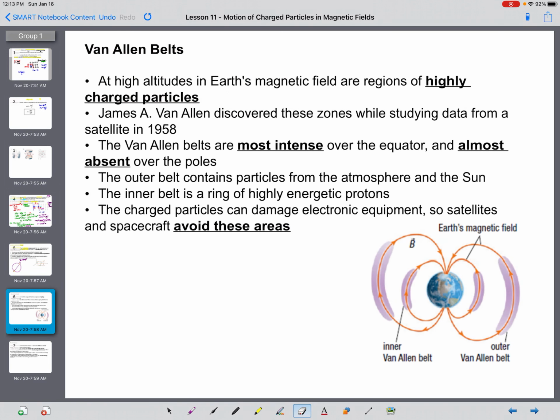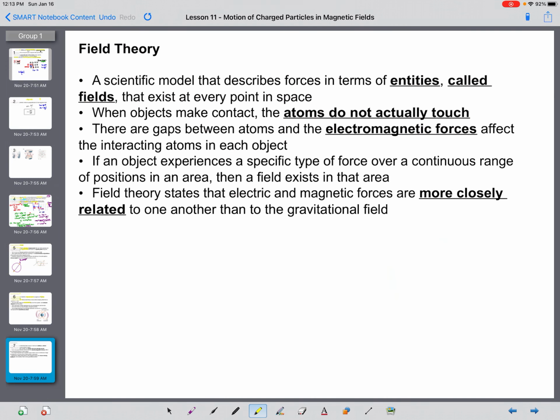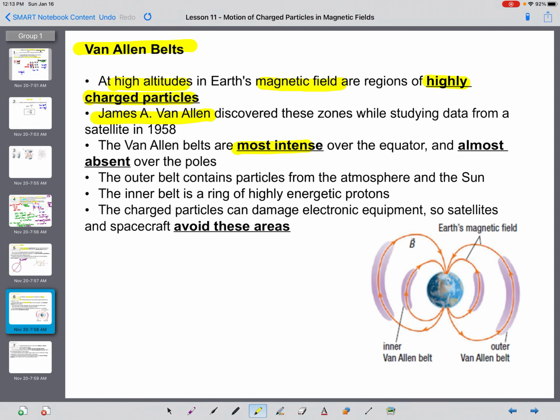Okay, and then we have this thing called the Van Allen belt. So basically at a very high altitude, our Earth has a magnetic region called the Van Allen belt, because that's where it's the most intense over the equator, and it doesn't have it along the poles. And what happens is these are the outer belts that have the particles from the atmosphere of the sun, and they spiral through the magnetic field.